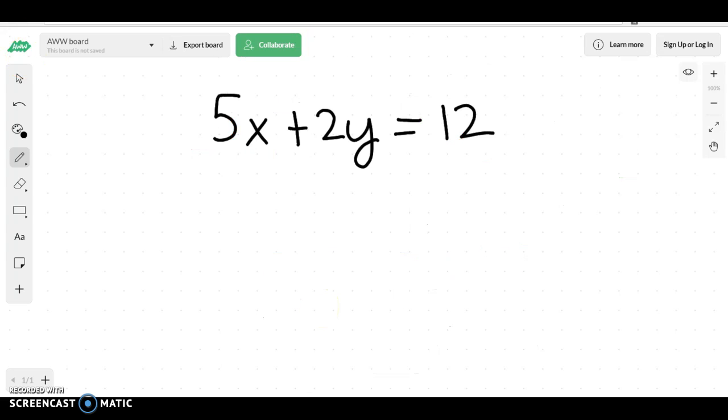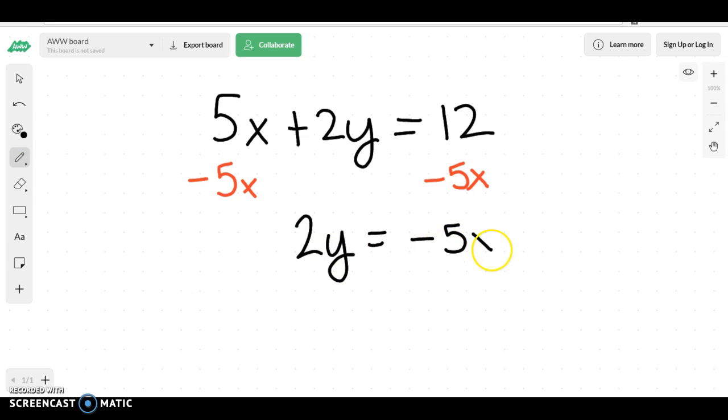Try the next problem. If you got stuck with it, again, our goal is to get the y by itself. So the first thing I would want to do is subtract the 5x because I don't want it on the same side as y. And I'm going to get 2y is equal to -5x plus 12. And again, the reason we write it like that is you can't subtract 12 and 5x because they're not like things.